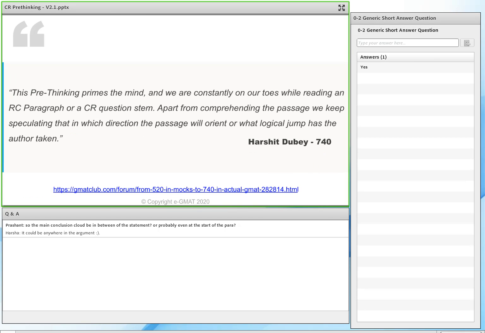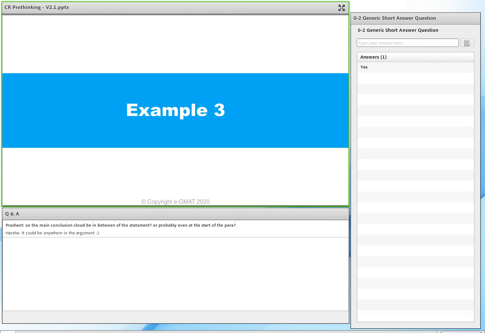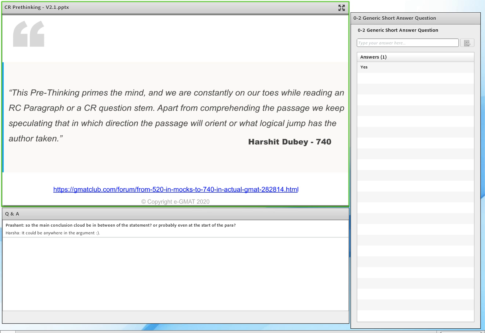Another student who improved from 520 to 740 says, pre-thinking primes the mind, and we are constantly on our toes. Let's go back. While reading a paragraph, that's an RC paragraph or CR question stem, it helps you do what we call predictive reading, which, in the context of RC, is in which direction the passage will orient, etc. It just makes reading a lot easier. Neha says it's really difficult to do. Neha, if you try it, it's not, but it does require persistence on your part.